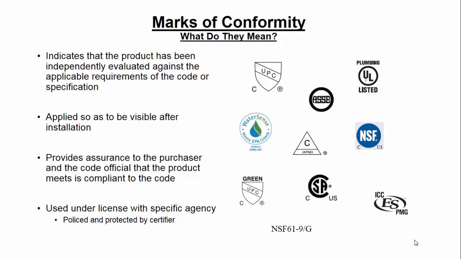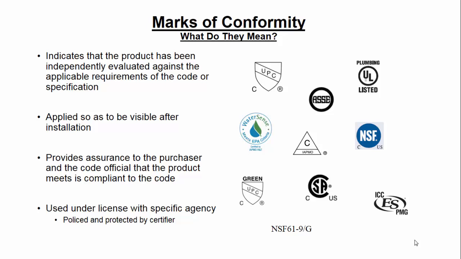So marks of conformity play an important role because they indicate that the product has been independently evaluated against those applicable requirements. They're required to be applied on the product and packaging, primarily on the product, so it is visible and permanent after installation. That's one important caveat that people don't often think about: the permanency aspect of the markings.